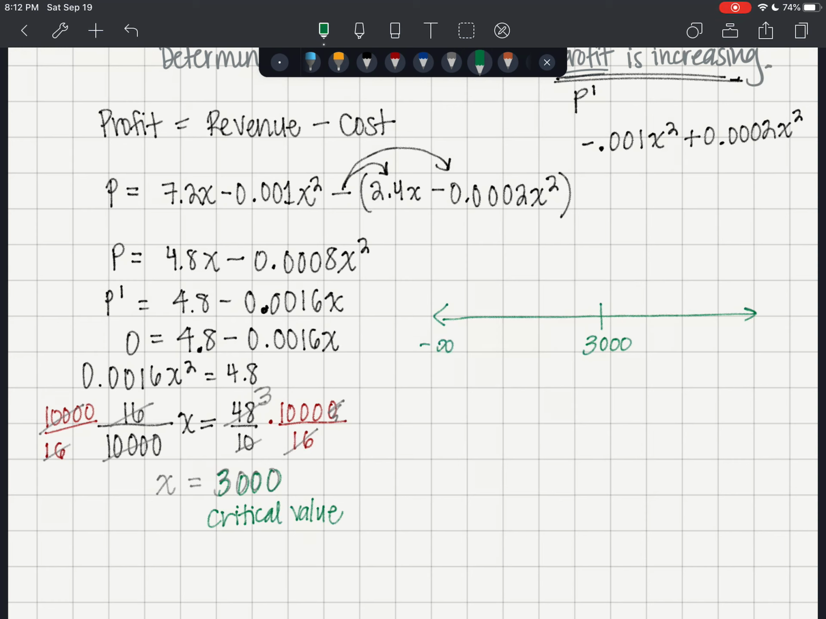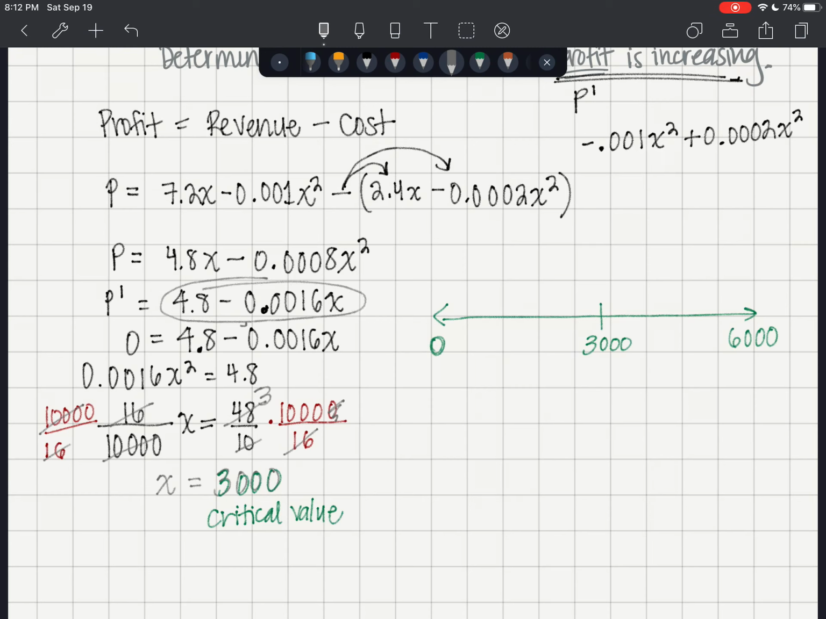We're looking for the interval in which, can't even say negative infinity because it was from 0 to 6,000, right? This is only good between 0 to 6,000 units. So we're looking at the interval from 0 to 3,000. Are we having an increasing profit from 0 to 3,000, or is it 3,000 to 6,000? So let's look at this one right here.